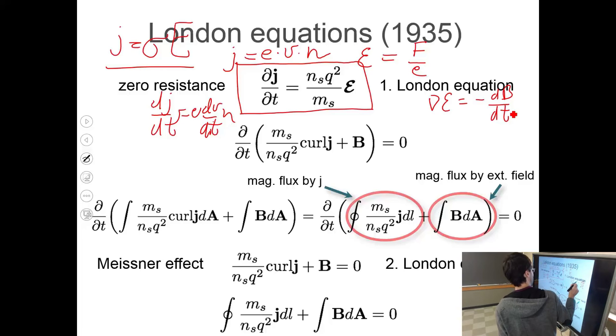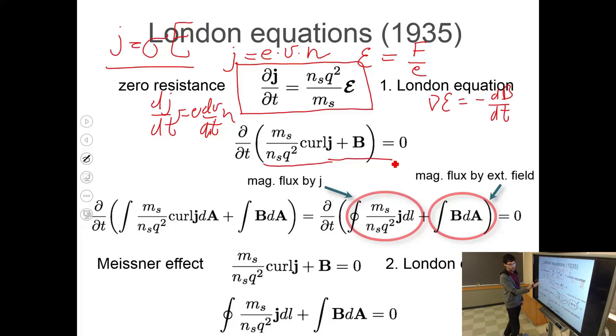Okay, so on the left side we have a curl of dJ/dt, so that's this term. And on the right side we have dB/dt with a minus sign, so we bring it to the left. And we have this expression. The time derivative of this is equal to zero.